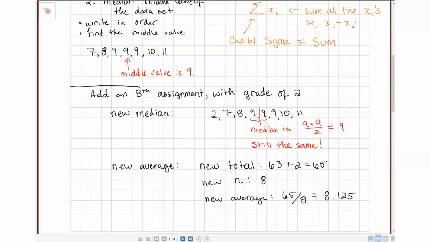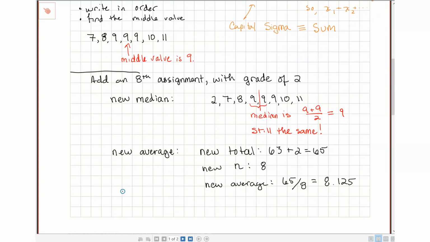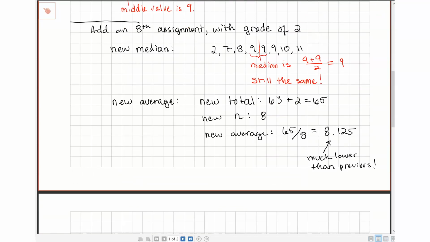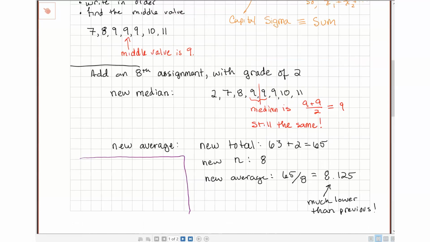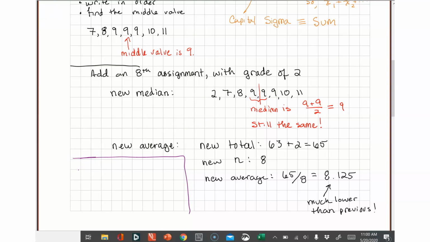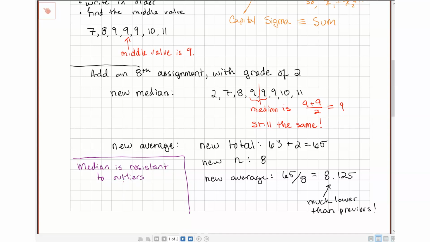And that's considerably lower than the old average of 9. So what's the lesson here? Well, the median was not changed by this low score on the 8th assignment, but the mean was changed by a lot. You know, the median is not affected by the addition of a data point that's very far from the median. It is resistant to the effect of outliers. The average, however, is not.